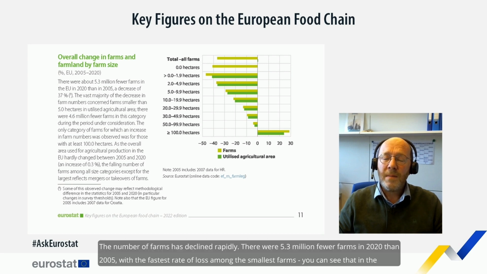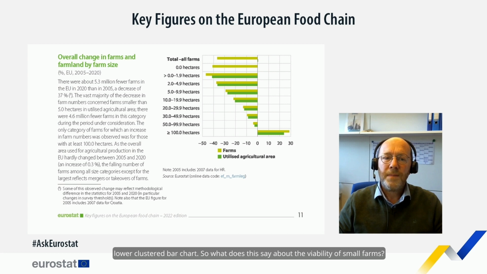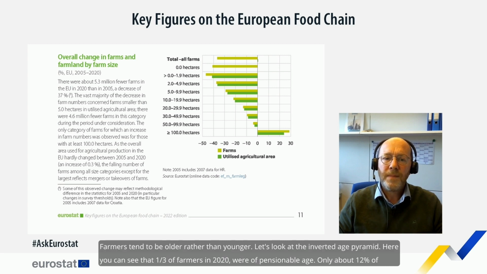The number of farms has declined rapidly. There were 5.3 million fewer farms in 2020 than 2005, with the fastest rate of loss among the smallest farms. You can see that in the lower clustered bar chart. So what does this say about the viability of small farms?